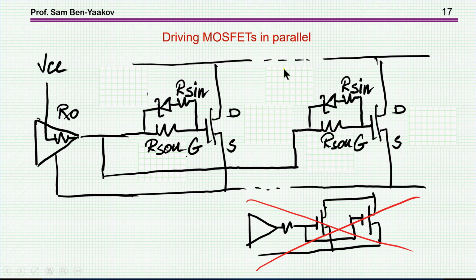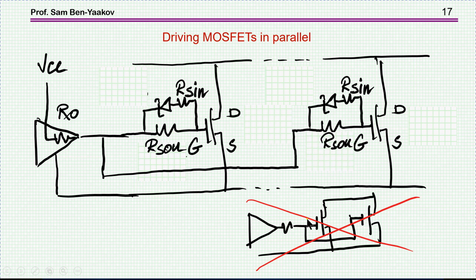Now, what about the case that we would like to drive a number of transistors in parallel? In many cases, we'd like to put transistors in parallel to handle a much higher current than the individual transistor. In this case, what has to be done is to put for each one of them this network for charging and discharging, and not connecting all the gates together with one network here.